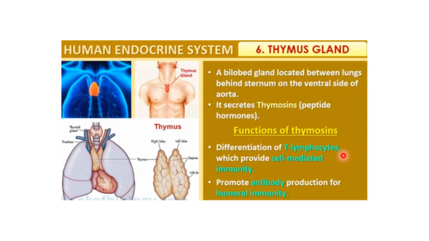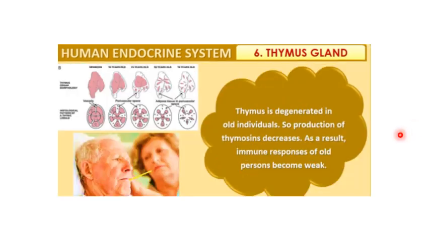Thymus gland is a bilobed gland located between lungs behind the sternum on the ventral side of aorta. It secretes thymosin. The functions of thymosin are that they help in differentiation of T lymphocytes, which provide cell-mediated immunity, and they promote antibody production for humoral immunity. Thymus is degenerated in old individuals, so production of thymosin decreases. As a result, immune responses of old person becomes very weak.